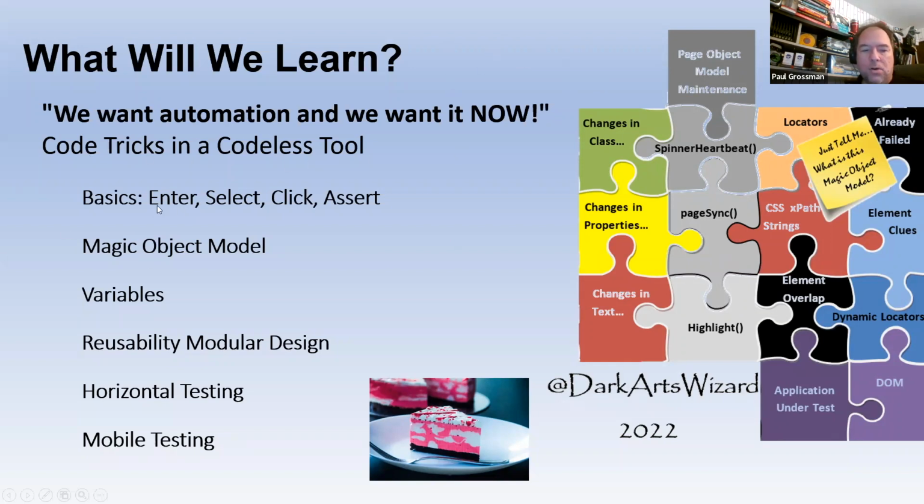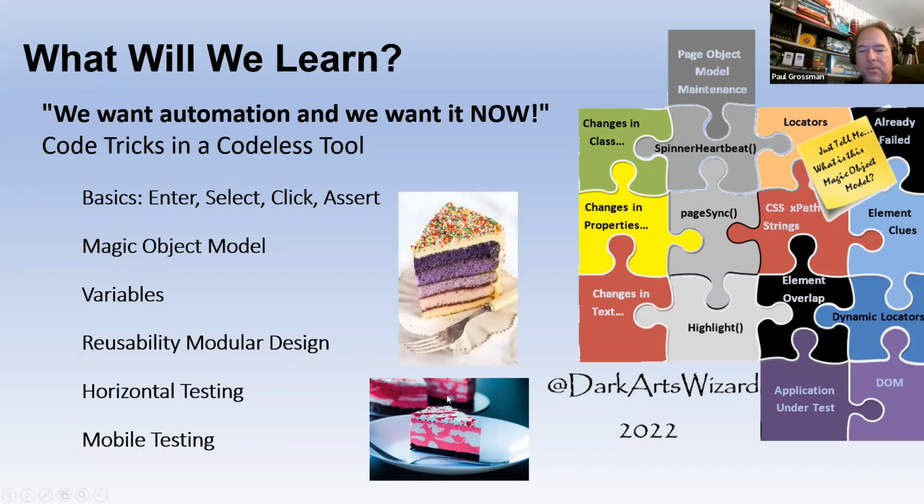We're going to cover some of the basics like doing an enter, a select, a click, and an assert. Talk a little bit about what I call the magic object model, which is slightly different from the page object model. Talk a little bit about variables, reusable modular design, and also horizontal testing and mobile testing, all in the next hour. Can I squeeze it all in? I don't know. Why would we want to do automation like this? Why would we want to do codeless?